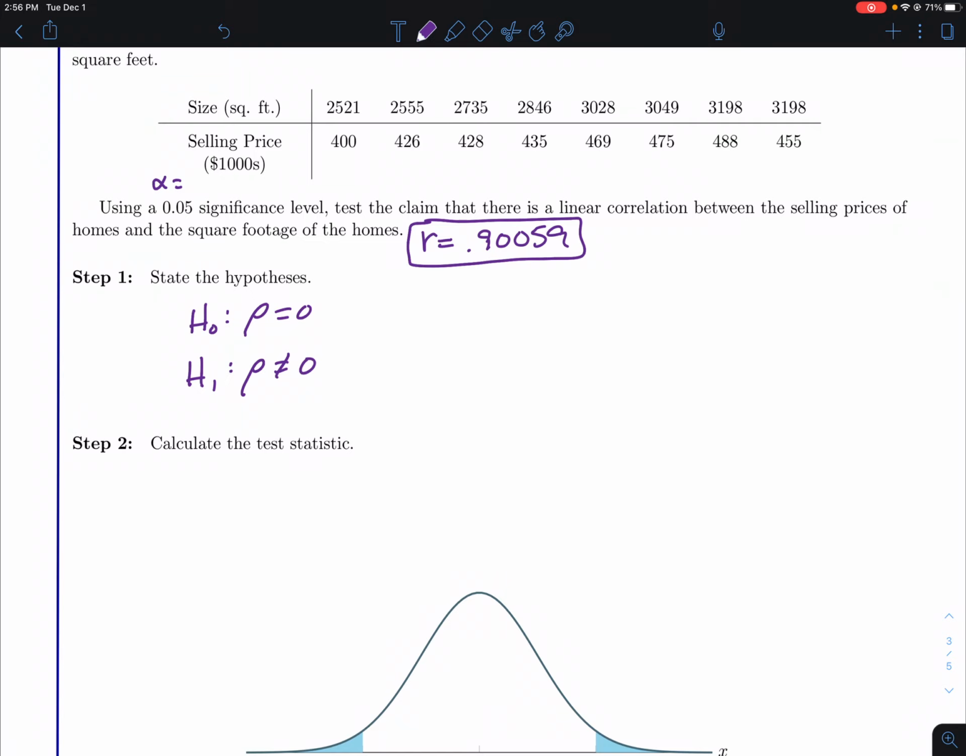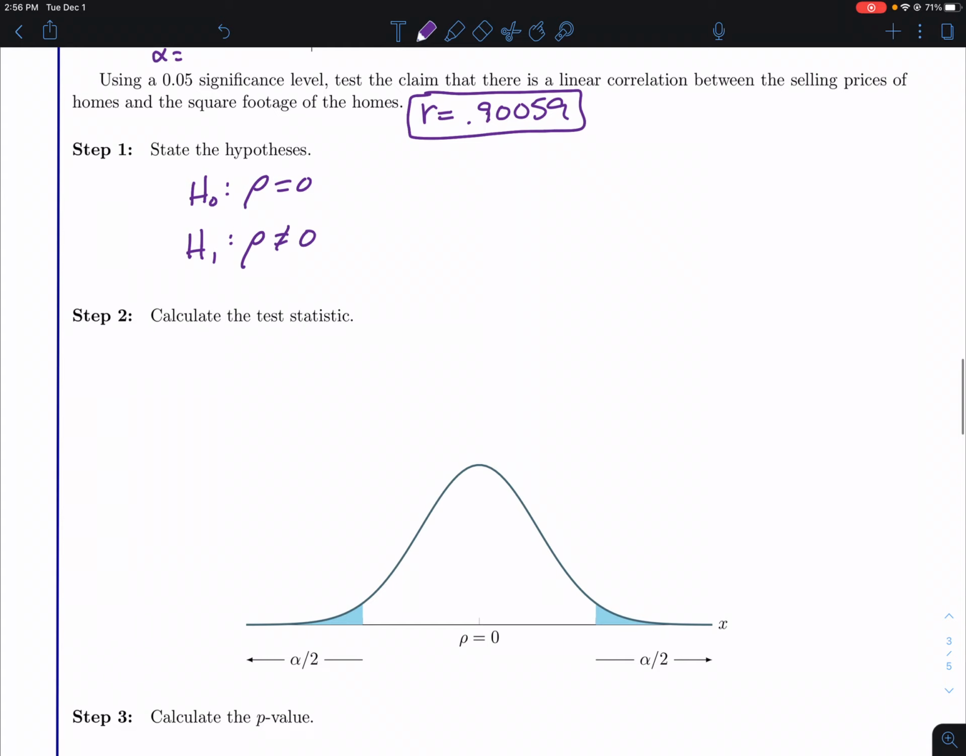H1 is rho is significantly different than 0, so not equal to 0 in this case. So calculate the test statistic. Remember, in this case, the alpha that we're interested in is alpha over 2. So when we're looking at 0.05, we want to divide that by 2. That's going to give us 0.025 on this end, 0.025 on that end. So when we're trying to figure out these t values, we're going to have to use inverse t.